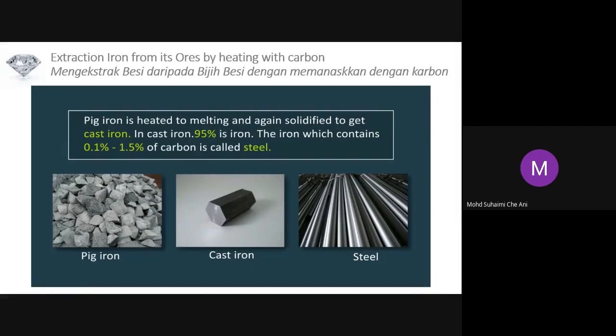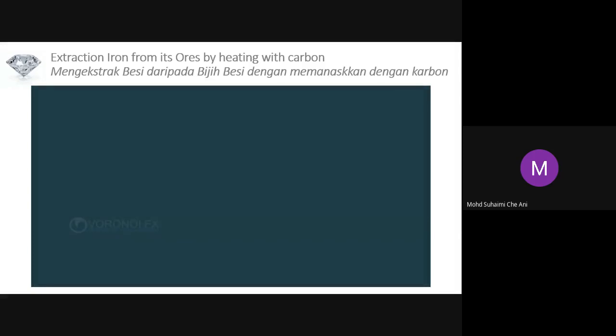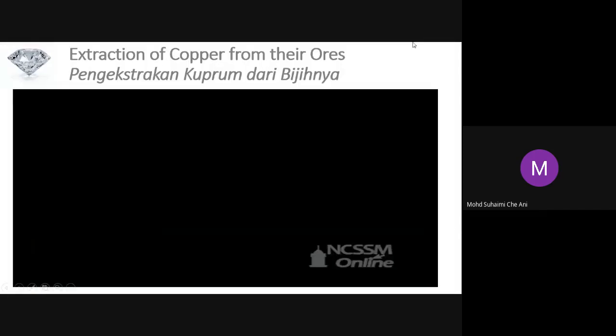But for this extraction about the blast furnace, we will learn in detail in the next class. So you will know about the reactions that happen inside the blast furnace. Yang relau bagas yang besar tadi tu, you will learn about all the reactions and what are the reactants and products. Apa yang ditambah kat dalam tu, apa produk yang you akan dapat. So that one you will learn in detail in the next class. Okay, the next one is the copper pula.